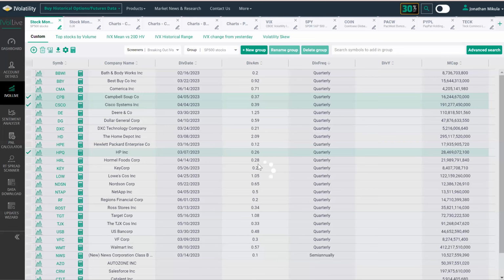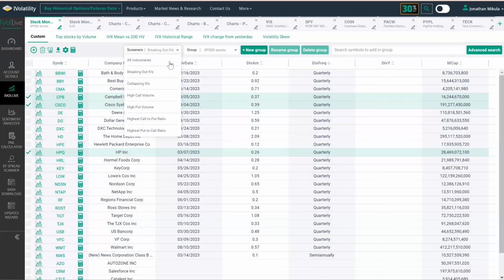And again, that's going to automatically populate. And that's great because this is telling me that there's going to be action within these option chains because we're only looking for breaking out implied volatility. So the key takeaway is there could be interesting opportunities to sell puts against these names because they're going to have inflated premiums. And if I want to buy them anyway, I might as well get paid to buy them.